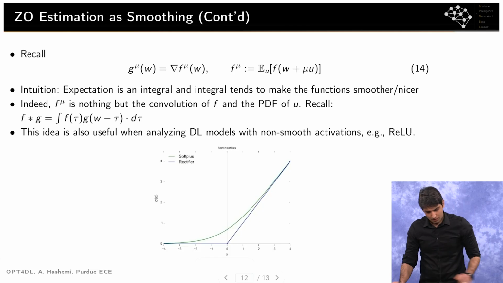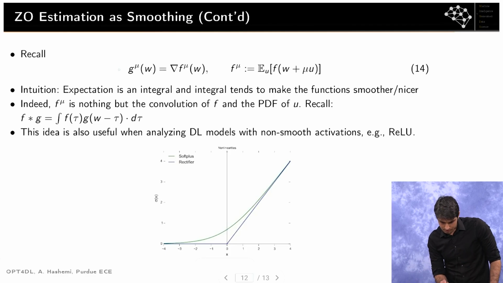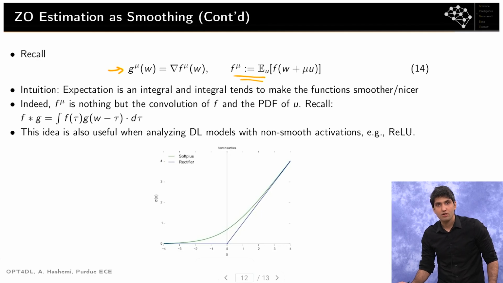All right. But why does this operation help to smooth the function? Recall, this is the gradient we talked about. So g mu, or approximation of the gradient, is the gradient of another function, and this function is nothing but the smooth version of the original loss f. The intuition here is that the expectation is essentially an integral, and integrals tend to make functions smoother and nicer.